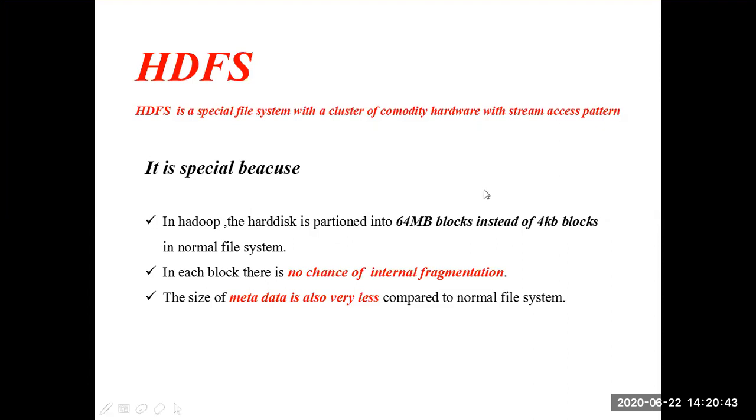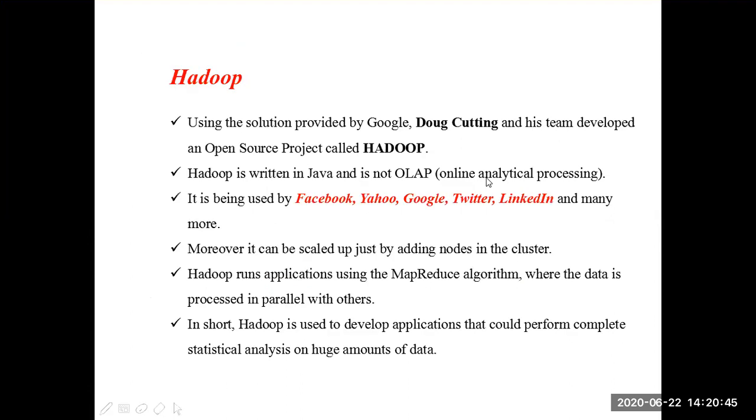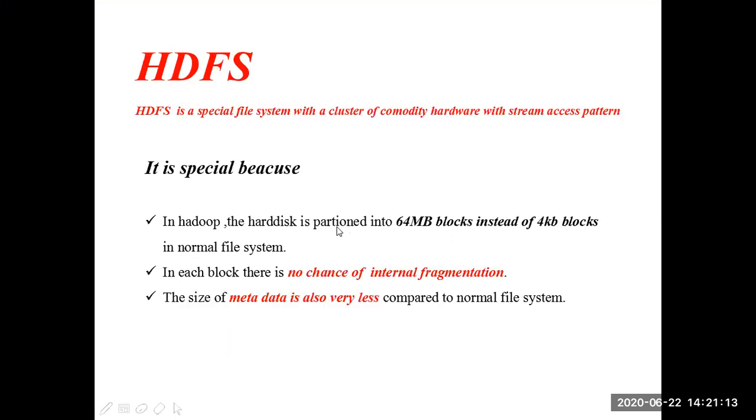Previously we have seen the introduction of HDFS. Now the introduction of Hadoop. Hadoop was developed by the Apache team, based on the papers published by Google. Doug Cutting is the team leader of the team who developed Hadoop. Hadoop is completely written in Java, and nowadays it is used by Facebook, Yahoo, Google, etc. All these people are using Hadoop.